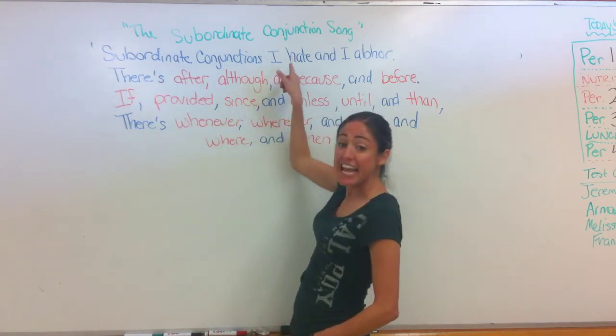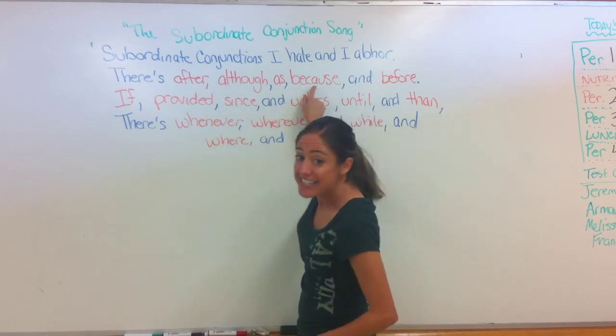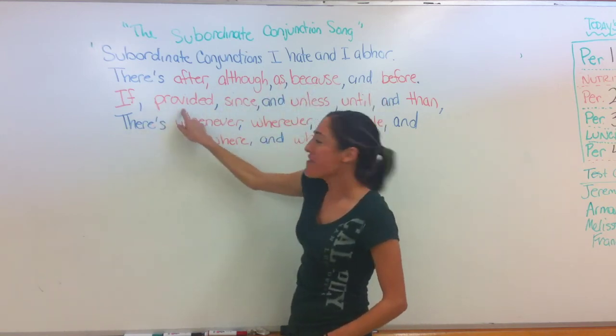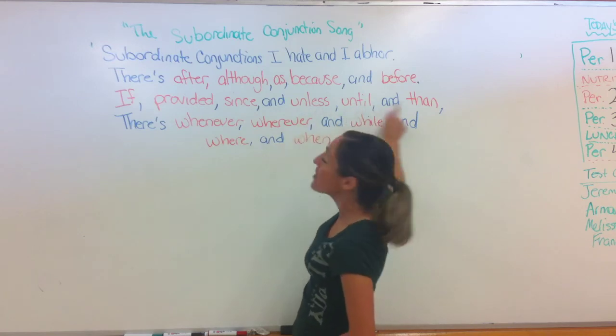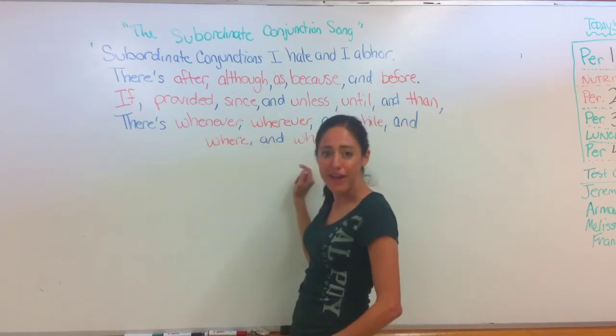Subordinate conjunctions I hate and I abhor. There's after, although, as, because, and before. If, provided, since, and, unless, until, and then. There's whenever, wherever, and while, and where, and when.